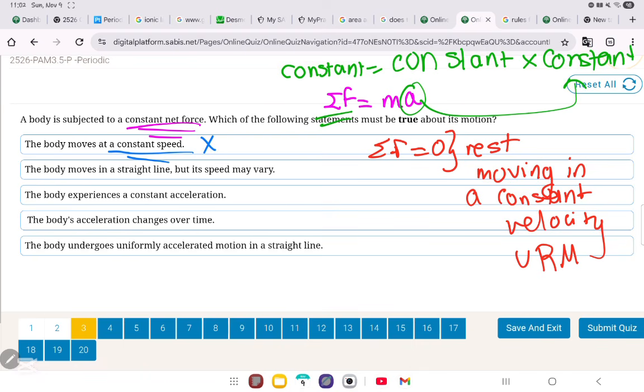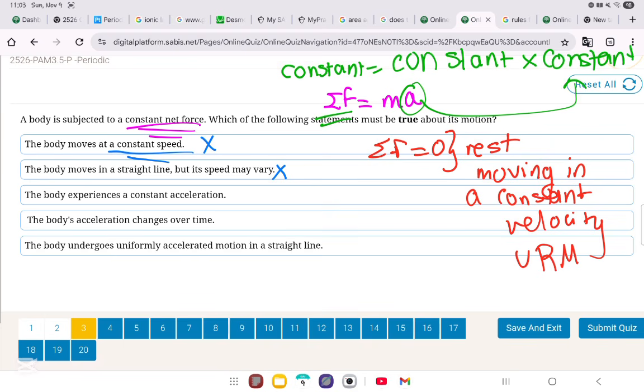The body moves in a straight line, but its speed may vary. This is true if the force is along the direction of motion. Yes, if it's moving in a straight line, this statement is absolutely correct. But we're not sure what the direction is. They didn't tell us about the direction. It could be a curved path, like uniform circular motion. And it could have a constant net force, meaning constant acceleration. So for sure, this is wrong.